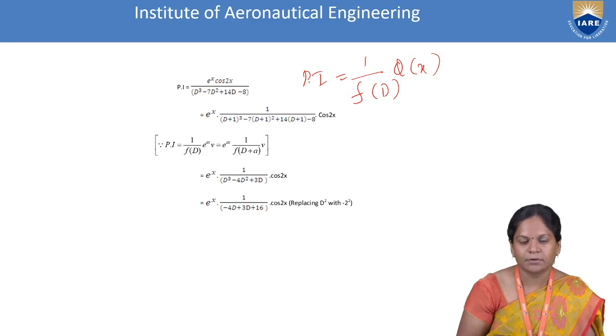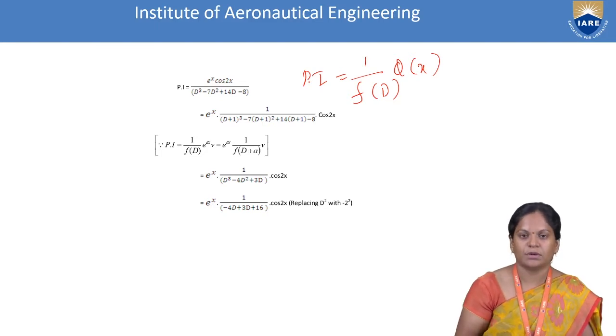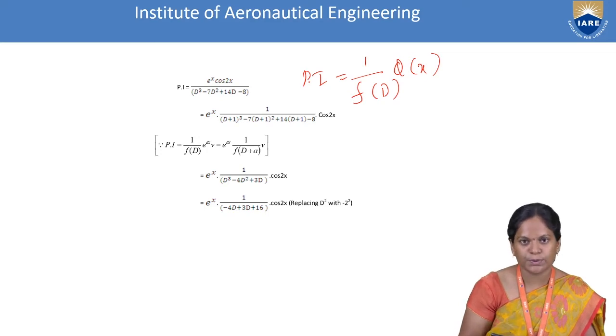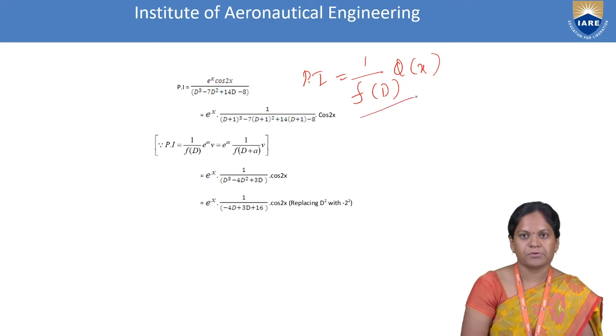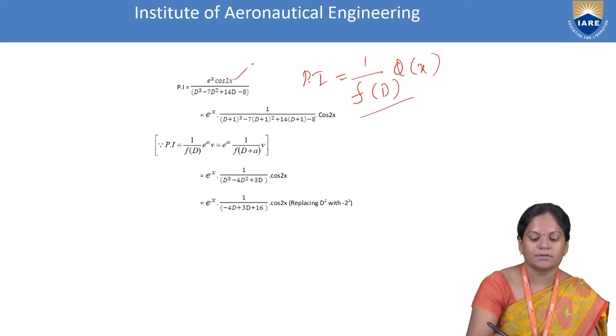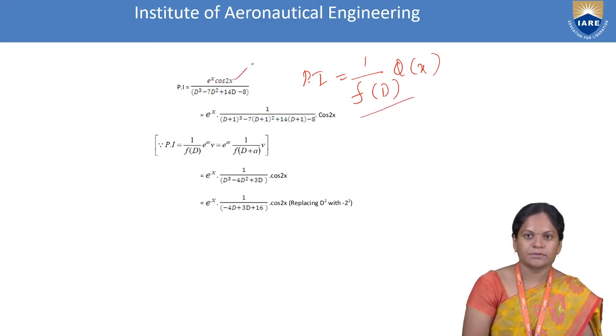F of d is nothing but the operator form of the given differential equation, and q of x is e power x into v form. In this case, what is q of x? E power x into cos 2x. So f of d we write in the denominator, 1 by f of d into q of x form, and q of x is e power x into cos 2x.